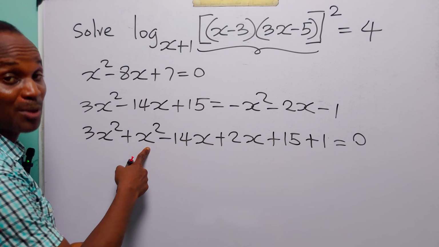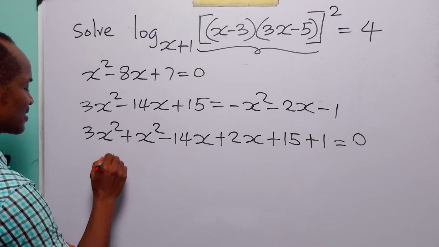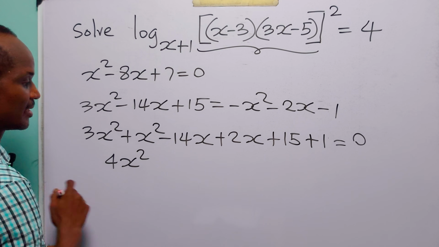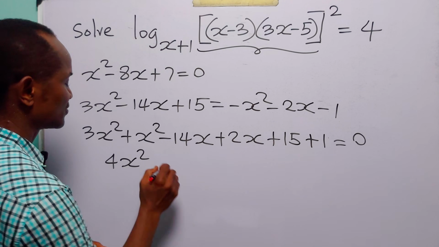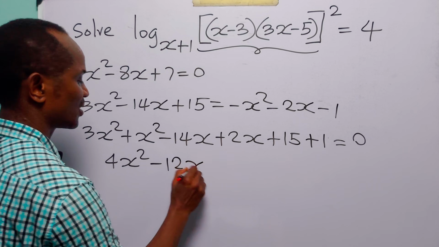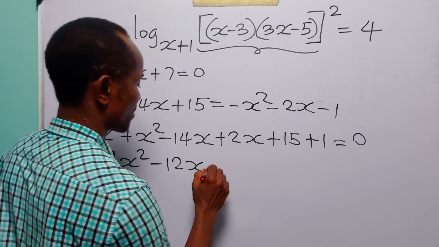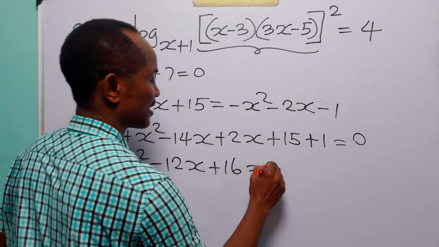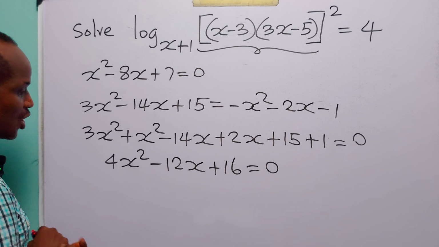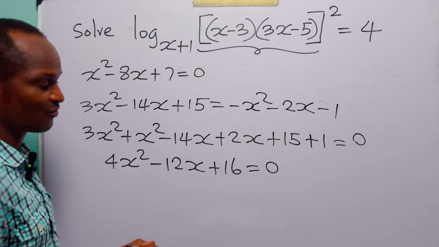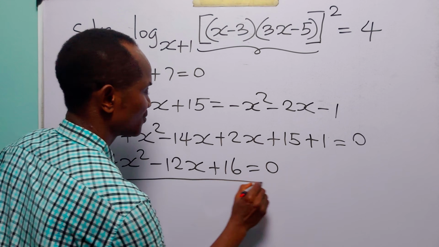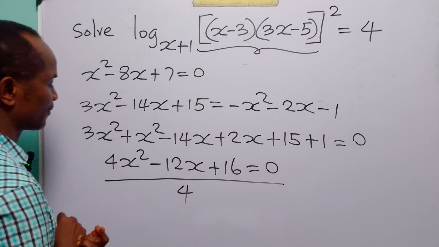3x squared plus x squared is going to give us 4x squared, minus 14x plus 2x is going to give us minus 12x, and 15 plus 1 is equal to 16. Now this is equal to 0. When you look at these three terms, you're going to see a common factor, which is 4. So let us divide through this equation by 4.